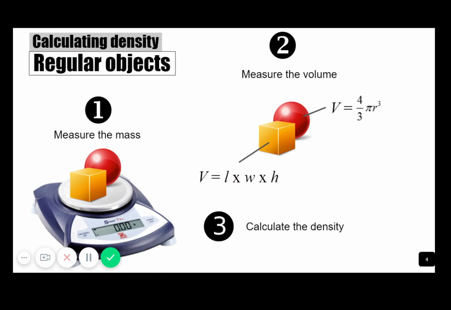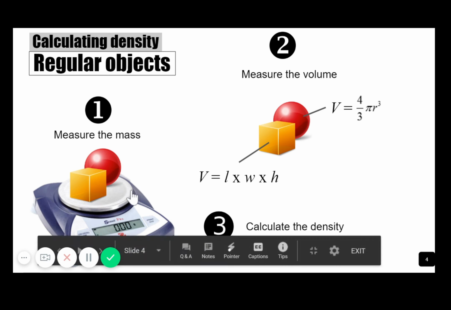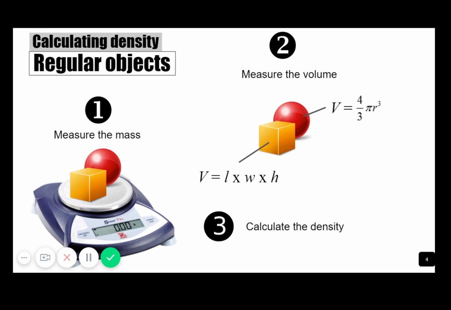How do we calculate the density for regular objects? Step 1, you need to measure the mass. In this case, we place the cube and the sphere on the electronic beam balance. Don't be alarmed because it is only a visual. If you were to place an object on the electronic beam, you would definitely get the mass itself. But in this case, I have already linked the particular picture, so you'll be able to tell that I've used whatever I have from Google and I just made a reference to it.